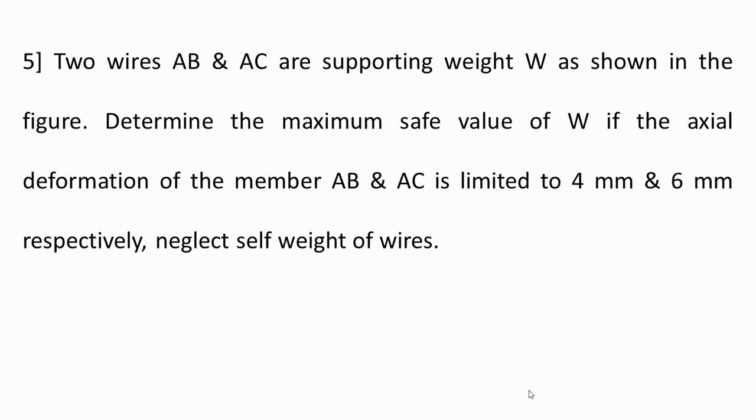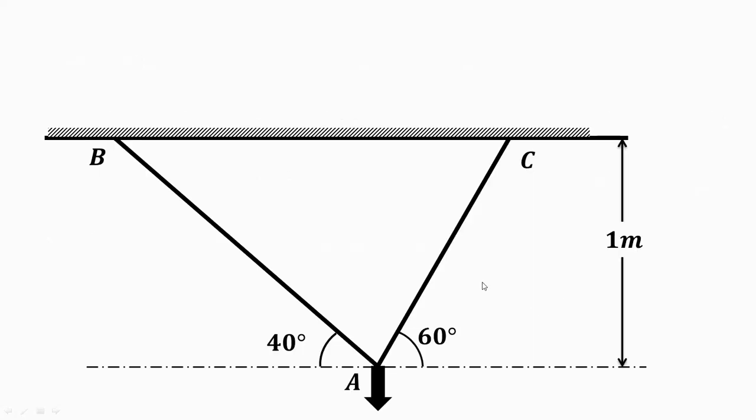Two wires AB and AC are supporting weight W as shown in the figure. Determine the maximum safe value of load W if the axial deformation of the members AB and AC is limited to 4 mm and 6 mm respectively. Neglect self weight of the wires. So deformation of AB and AC is given.